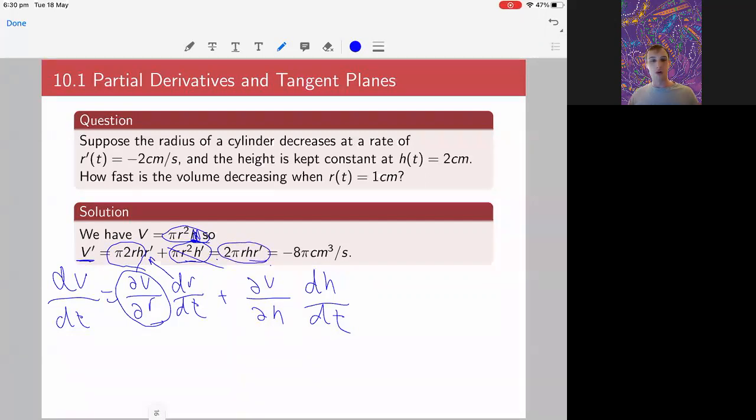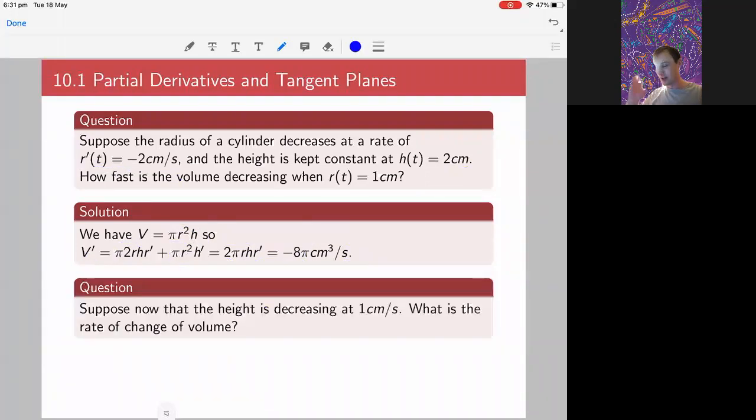But I now know what all of these things are. I know that r is 1 centimeter, I know that h is 2 centimeters, and I know that r prime is minus 2 centimeters per second. So keeping appropriate track of the units, I end up with minus 8 pi centimeters cubed per second. And that's good because that's precisely the unit we would expect, given we're dealing with how quickly the volume is changing. So as I said, that was a bit of a silly example of the use of the multivariable chain rule. So let's have a look at a true use of the multivariable chain rule.